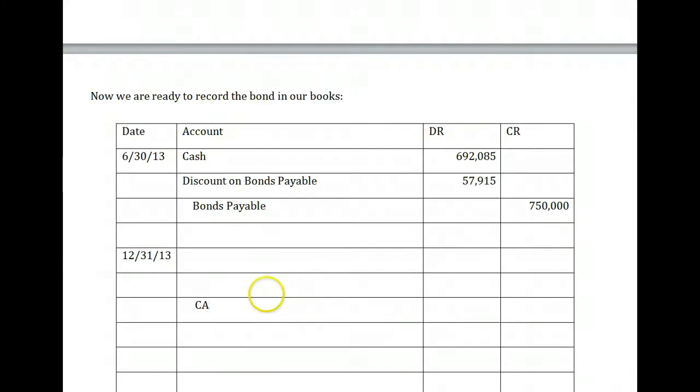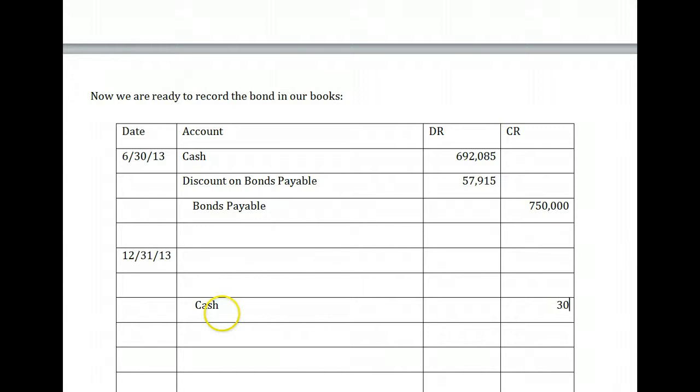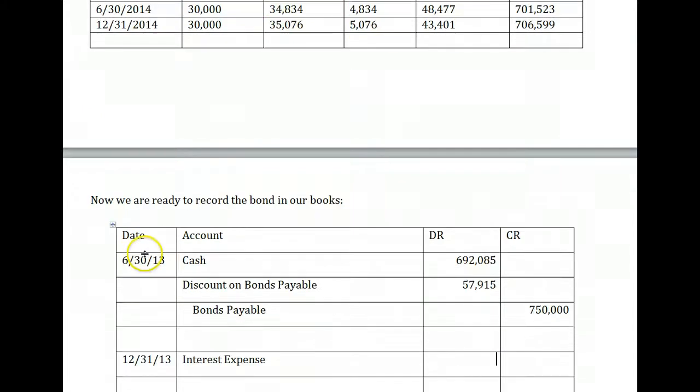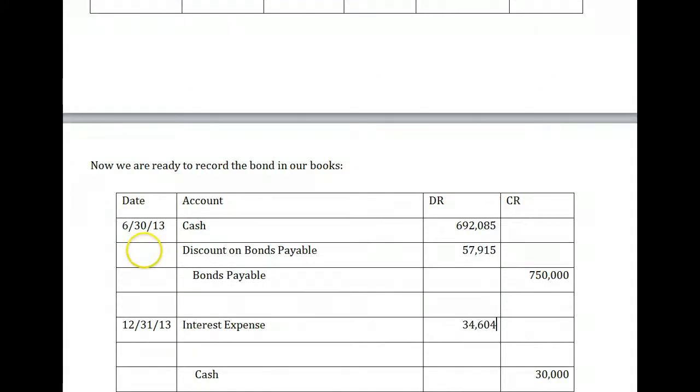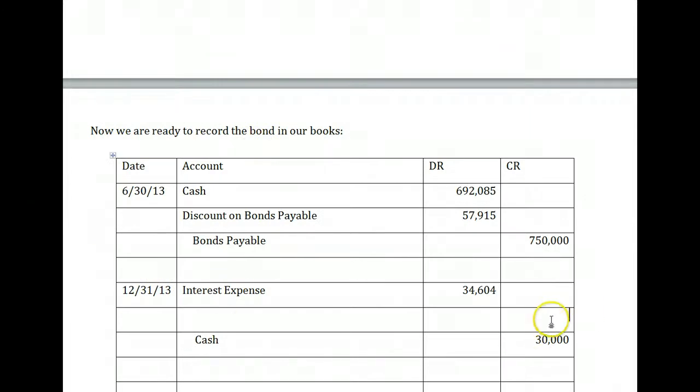So I'm going to go down here. Again, I'm following good journal form, so I'm going to go ahead and credit my cash down here underneath for $30,000. And then we figured out that our interest expense, remember interest expense is an expense account, so its normal balance would be a debit, so we need to debit that account for $34,604. Again, straight from our chart here. And that leaves us the discount. Now, do we need a debit or credit? Well, we need a credit of $4,604. That's going to be a credit to the actual discount on bonds payable.